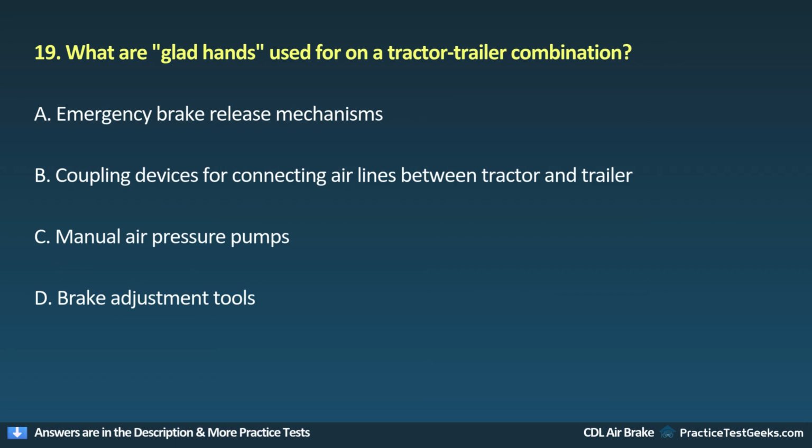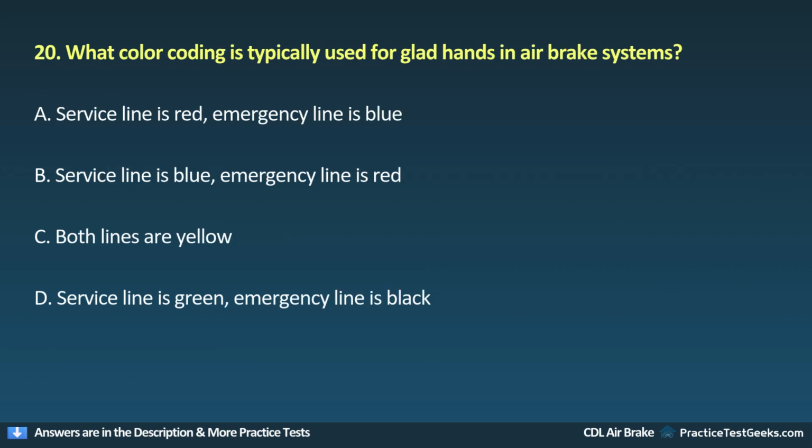19. What are glad hands used for on a tractor-trailer combination? A. Emergency brake release mechanisms. B. Coupling devices for connecting air lines between tractor and trailer. C. Manual air pressure pumps. D. Brake adjustment tools.